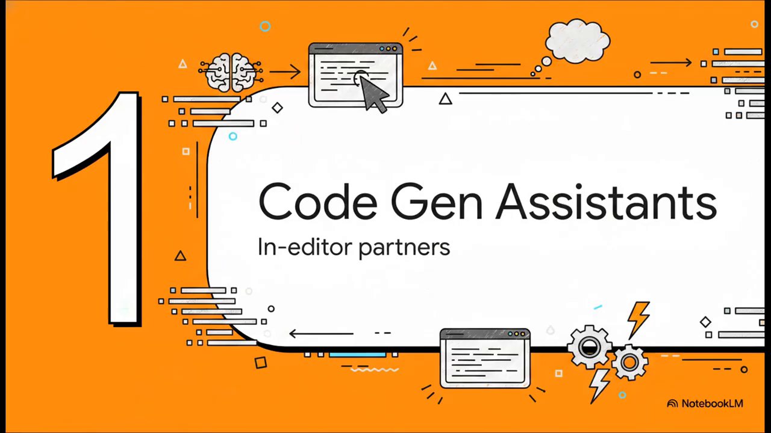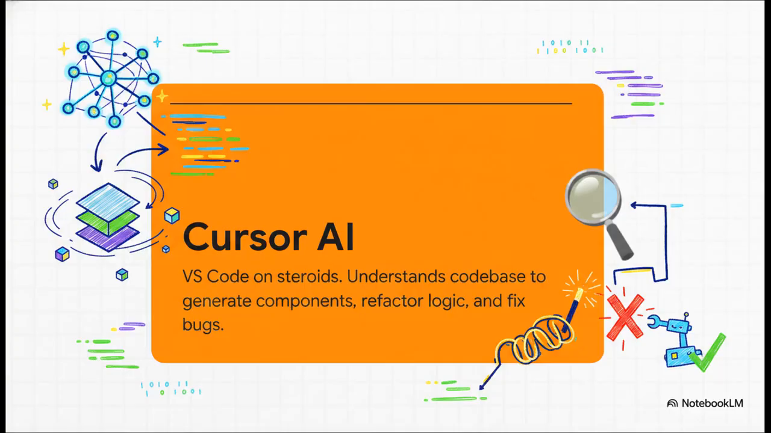All right, starting with category number 1, AI code generation assistance. Basically, your new in-editor partners. For me, the absolute standout here has got to be Cursor AI. You can really just think of it as VS Code on steroids. It acts like this incredibly smart AI pair programmer that actually understands the context of your entire codebase, not just that one single file you happen to have open. It can generate complex components, refactor massive chunks of logic, and fix bugs basically instantly.